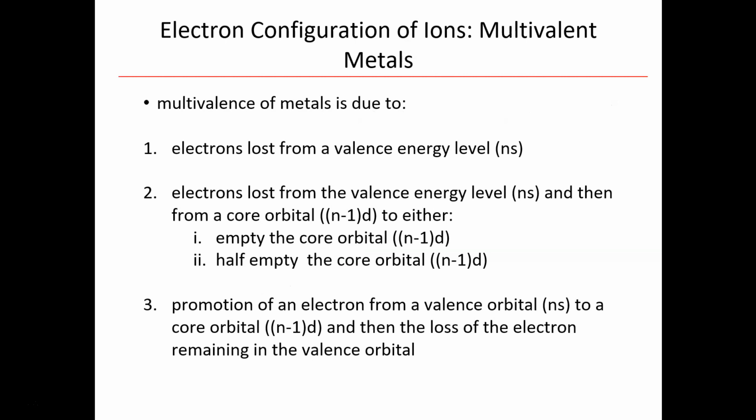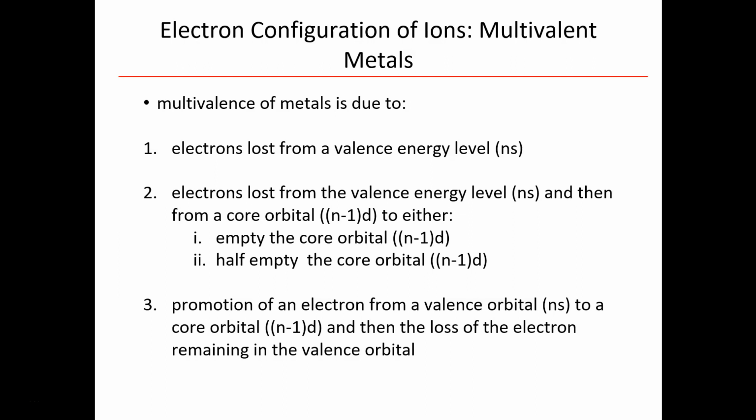So finally, to wrap up, multivalence is due to the loss of electrons from the valence energy level, which is for all of my transition metals, or metals that can be multivalent, that are in the middle of the periodic table. They're going to be s orbital electrons. Then I can lose from my valence s, and then I can lose from a partially filled d. And usually we lose from a partially filled d to make it half empty or to empty it.